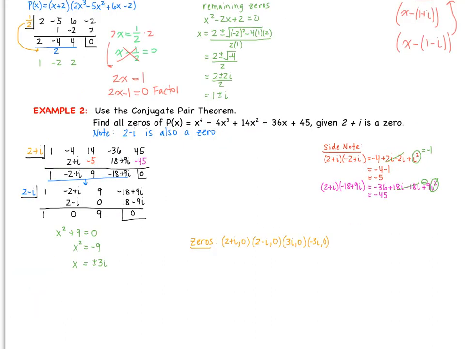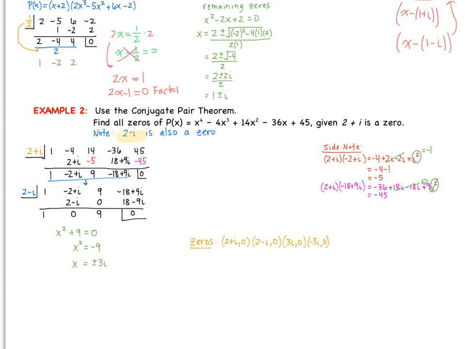This next example uses that conjugate pair theorem. So this time they're going to give us one of the zeros and we have to find the rest. Find all of the zeros of this polynomial function given 2 plus i is a zero. Well, we know i's come in pairs, so if 2 plus i is a zero, we can make our conclusion that 2 minus i is also a zero.